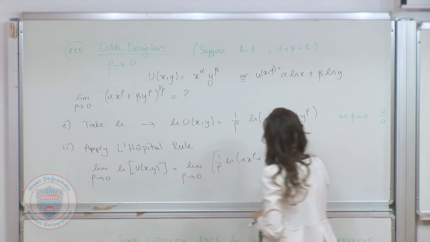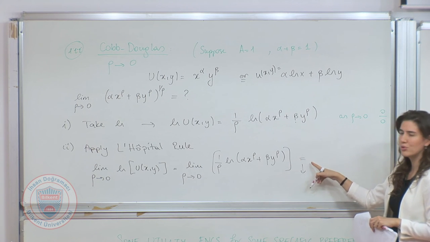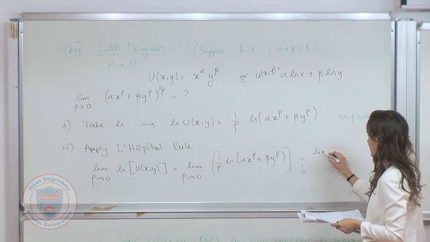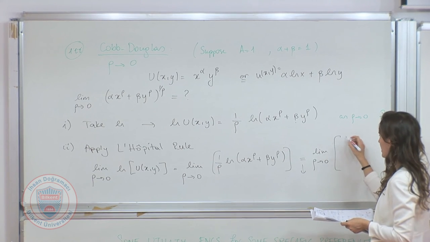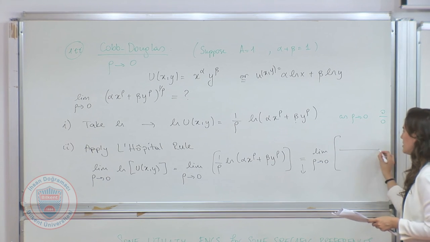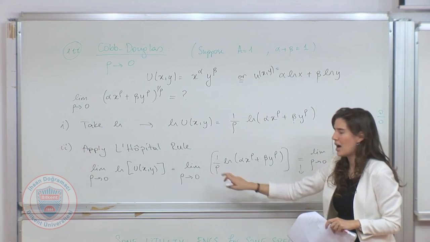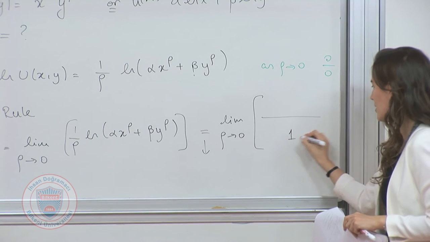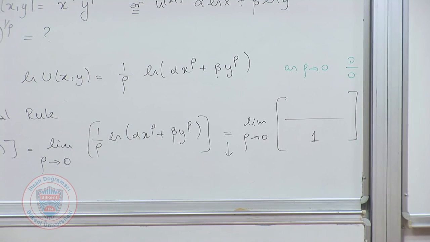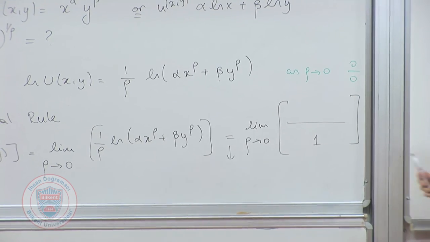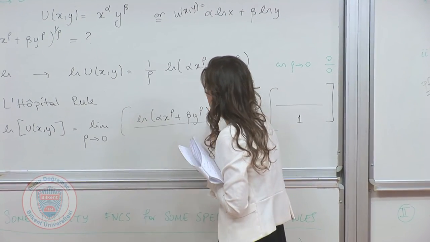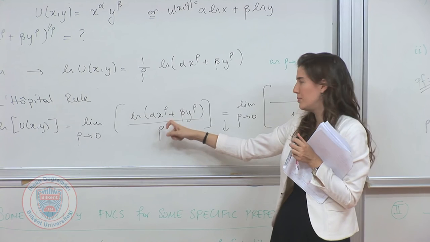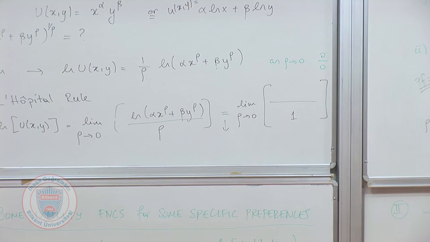So basically, if I apply L'Hôpital's rule, I'm going to take the limit as rho goes to zero. You take the derivative of the top and the derivative of the bottom. What's the derivative of this guy with respect to rho? It's one. What about the top? It's a 0 over 0 indeterminacy. I took the derivative of the denominator. What is the derivative of the numerator?